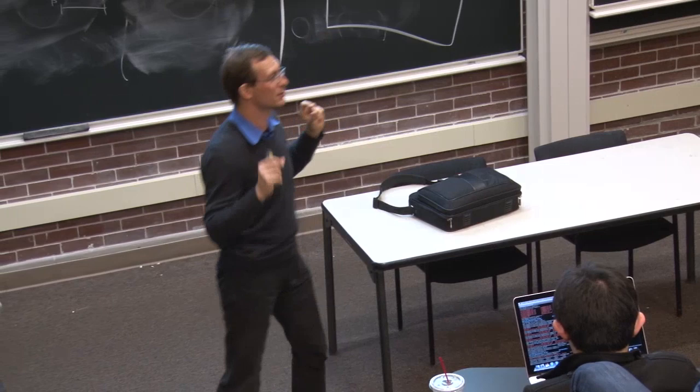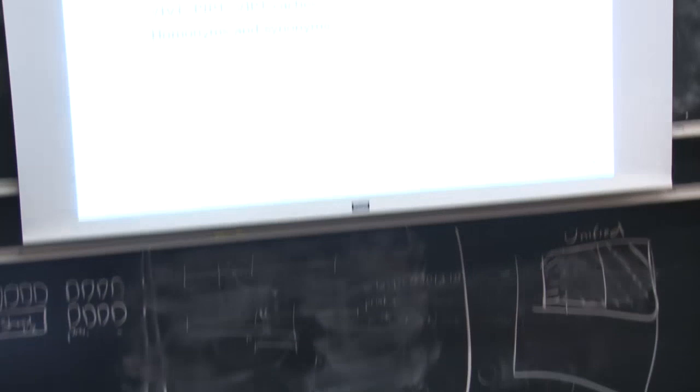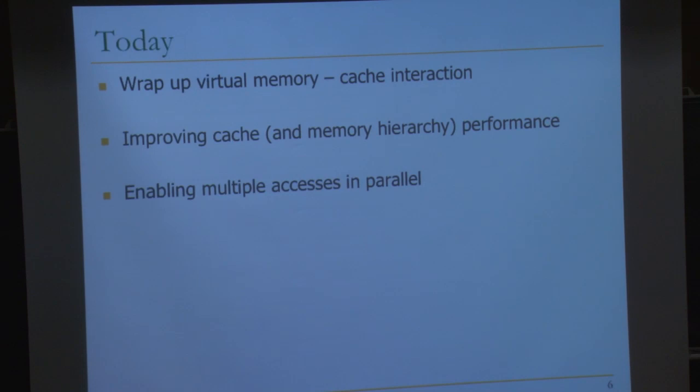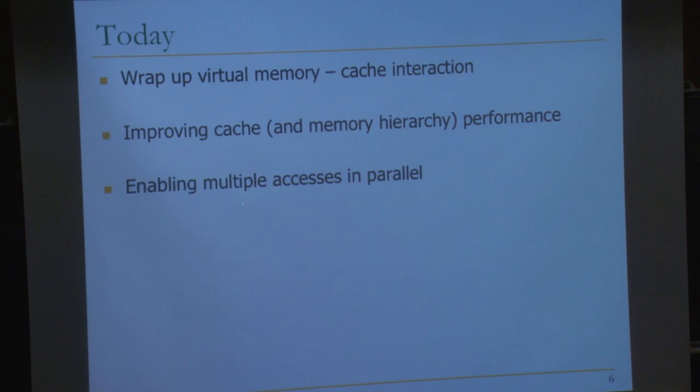And we've looked at several solutions to fix that problem. And we'll get to that, I think, soon. Today, we'll wrap up virtual memory cache interaction, which I've just briefly discussed. We'll talk about how to improve cache and memory hierarchy performance, and we'll talk about enabling multiple accesses in parallel.